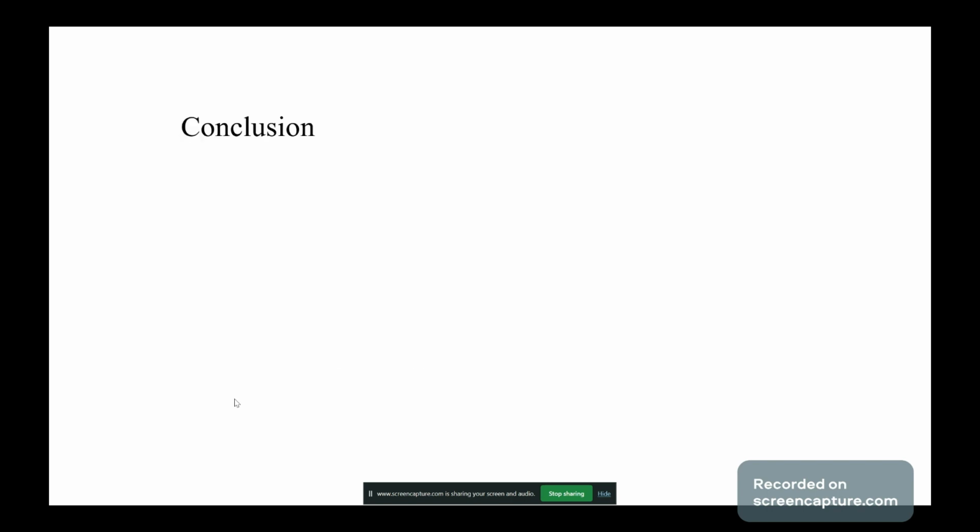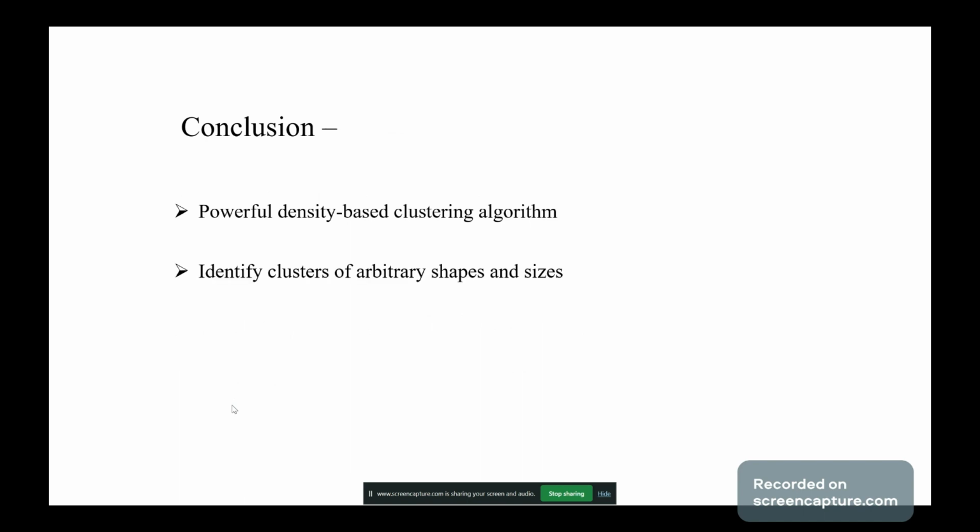Now, to conclude, DBSCAN is a powerful density-based clustering algorithm that can identify clusters of arbitrary shapes and sizes. By leveraging the density of data points, DBSCAN offers flexibility, robustness, and applicability to various real-world scenarios which are well defined. However, it is essential to understand DBSCAN's assumptions, hyperparameters, limitations, and applications to use it effectively in practice.